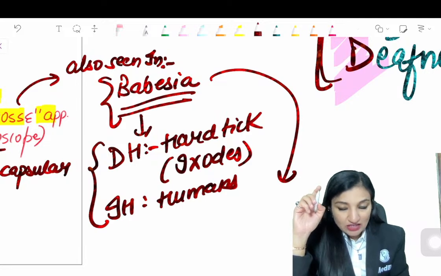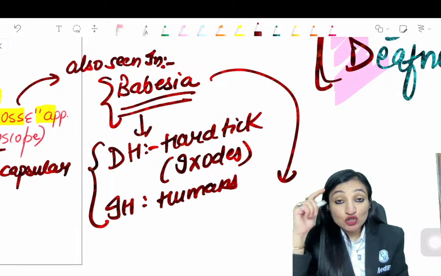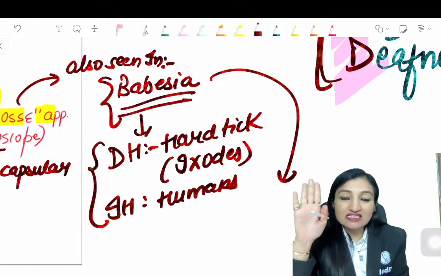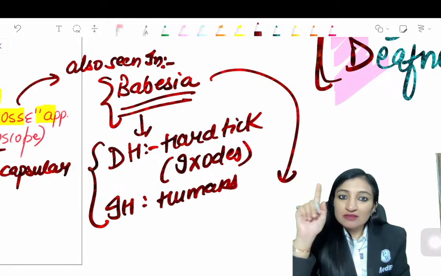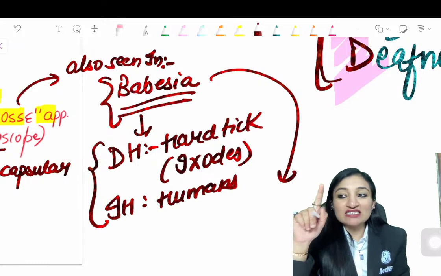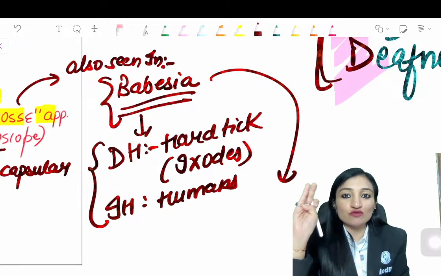Let me answer the previous question which I asked you. Babesia is not found in India, but the questions are asked in Indian question papers. Examiners have the habit of asking yellow fever, not found in India. Babesia, not found in India. Trypanosoma, not found in India.